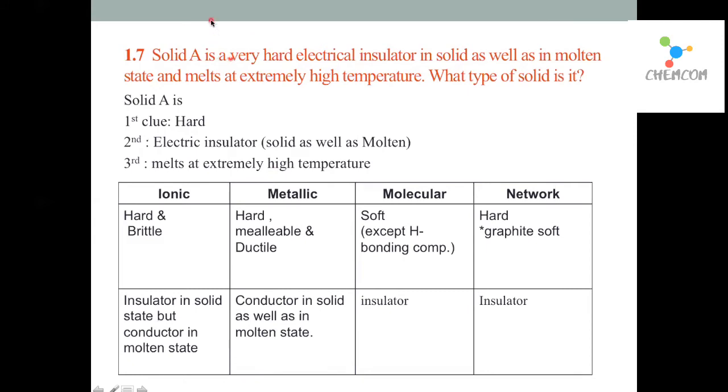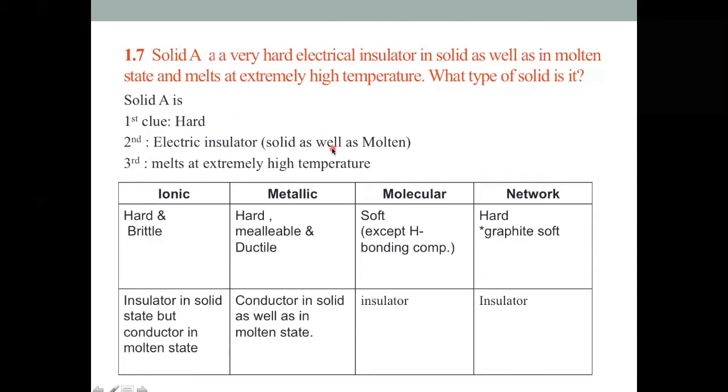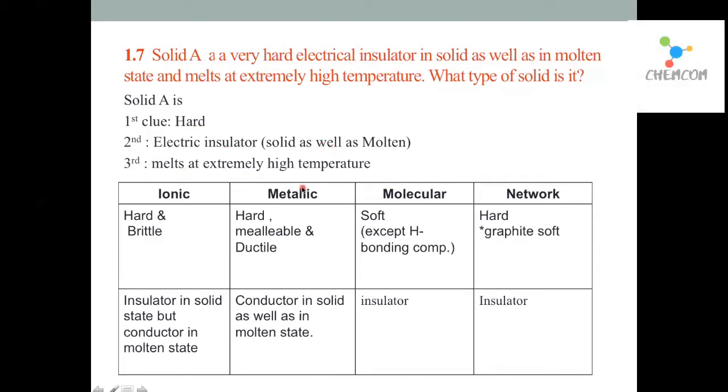So here is the question. A given compound A is a very hard electrical insulator, both in solid state as well as in molten state, and melts at extremely high temperature. From these three clues, we have to find out what type of solid it is. Since it's hard, it should be either ionic, metallic, or network. So molecular solids are left out.